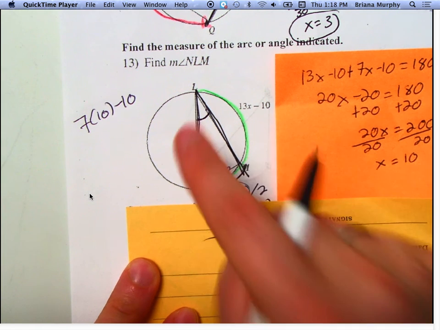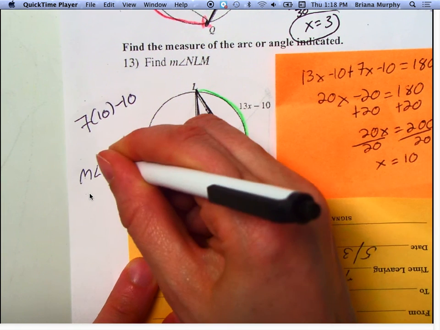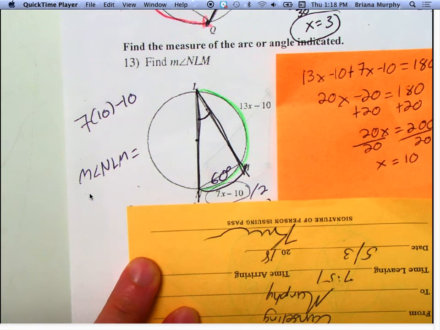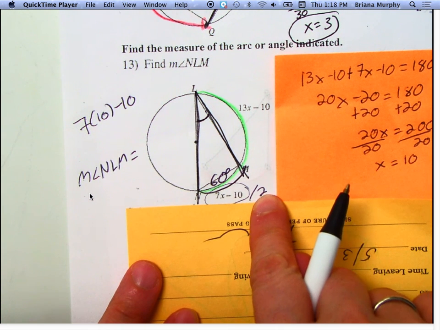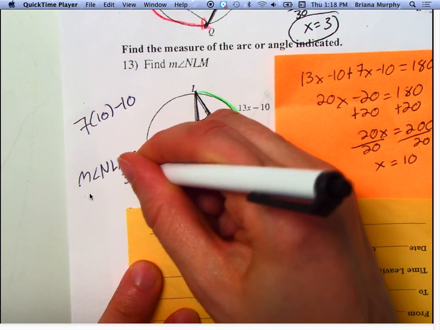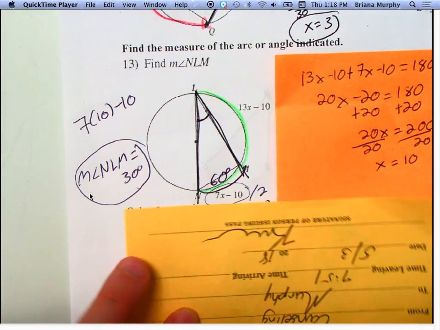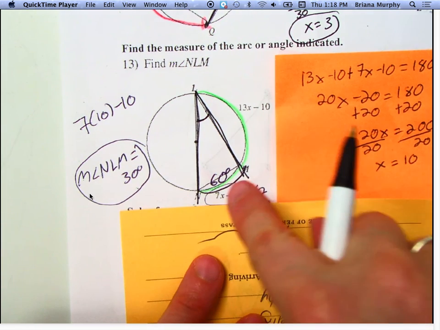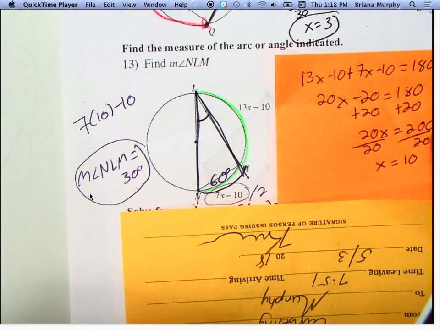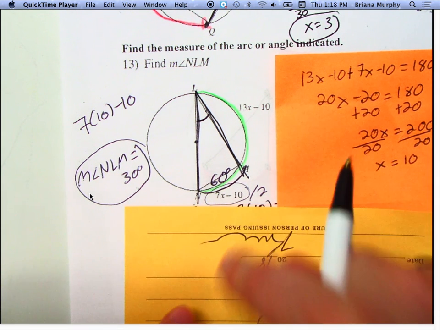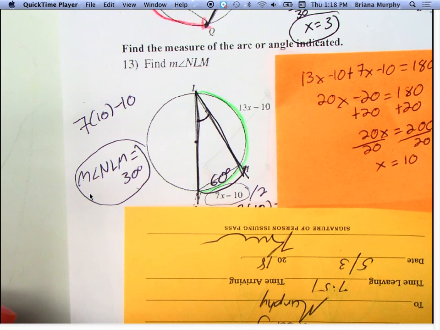And now how am I going to find the measure of angle NLM? What is that going to equal? We have to divide it by 2, so it's going to be 30 degrees. So that was a lot of steps. First, I had to add them up and set them equal to 180 to find out what X is. Then I had to plug in X. Then once I plugged in X, I had to divide that by 2. So there was a lot of steps for that one.